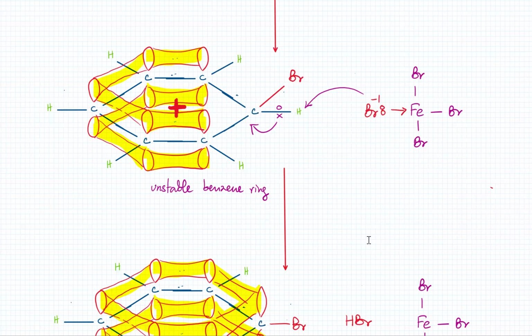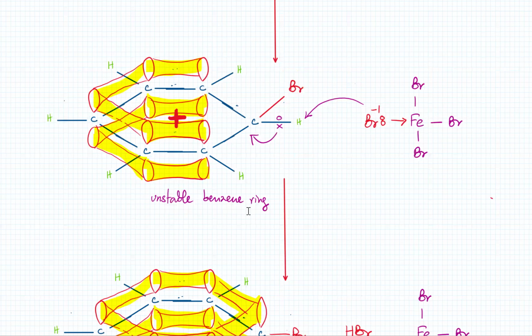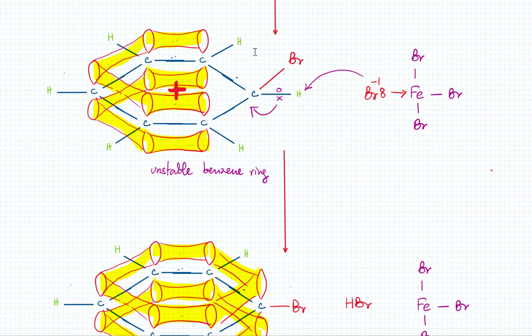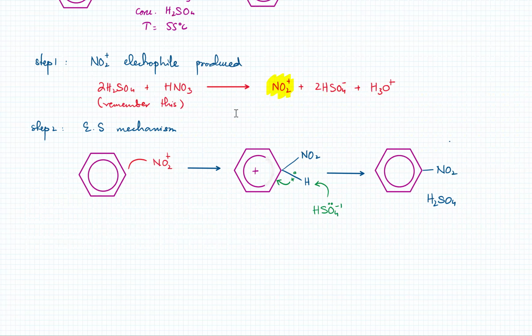Exactly the same: the positive bromine came in, took away electrons from the pi-electron cloud, and bonded to the carbon atom. In the next step, the H left its electrons, so the pi-electron cloud became complete. Exactly the same thing is happening over here.